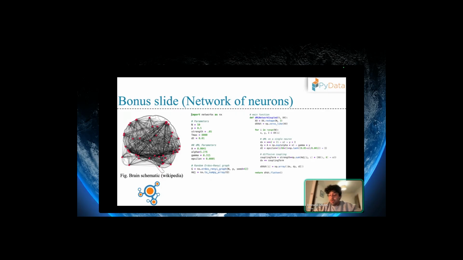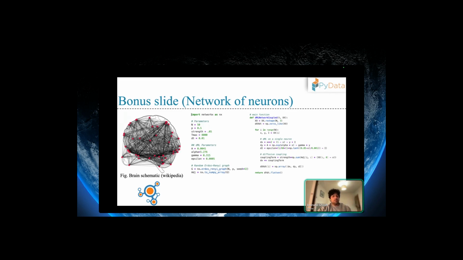Okay, a bonus slide in the sense that we were just talking about two neurons, and you saw how complex the behavior becomes and how much time it takes. So there's NetworkX that can help you distribute the dynamical behaviors of different neurons spatially, but the time complexity still is not solved.